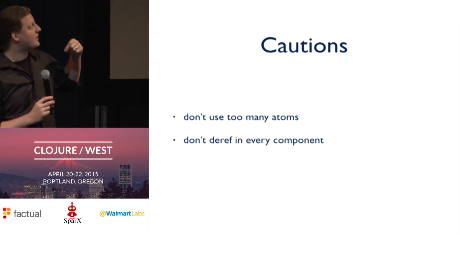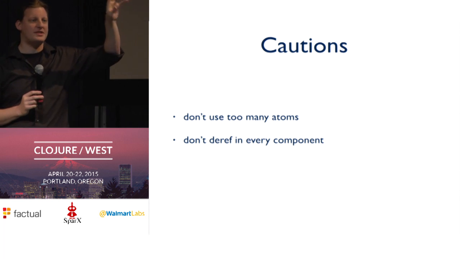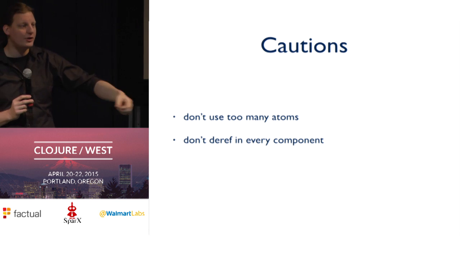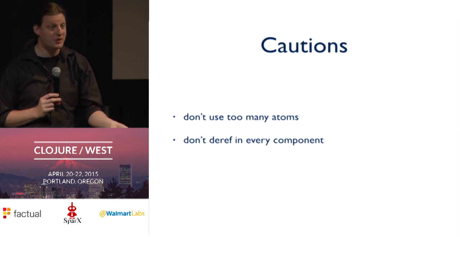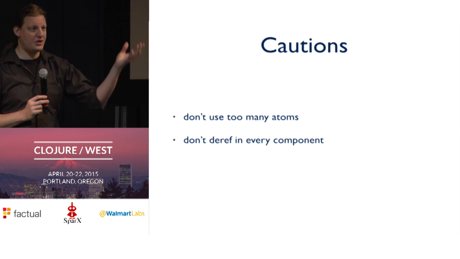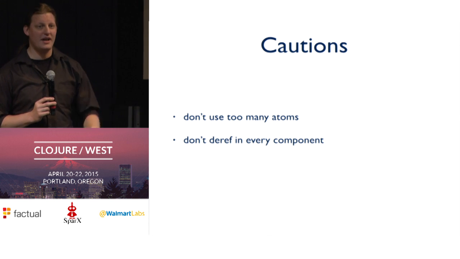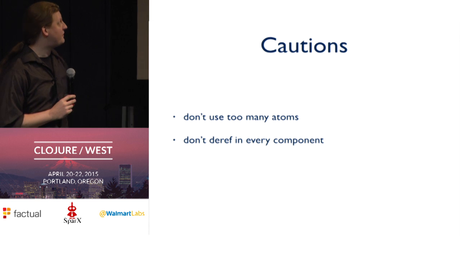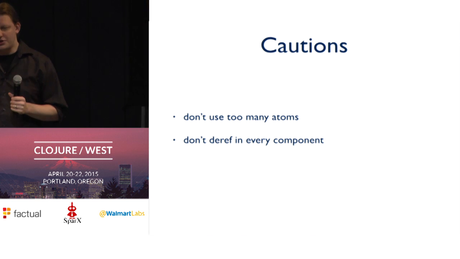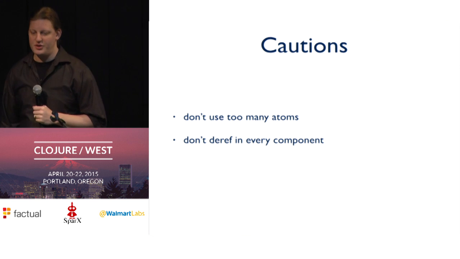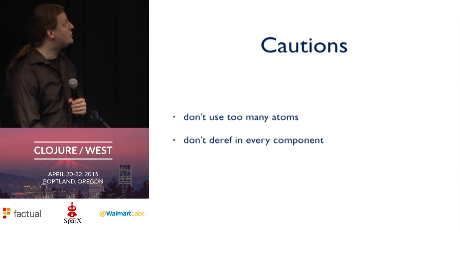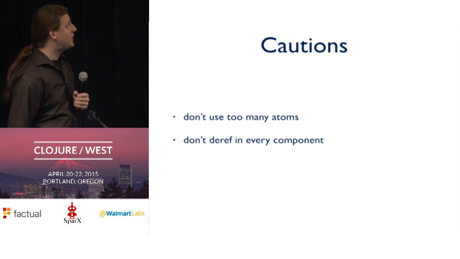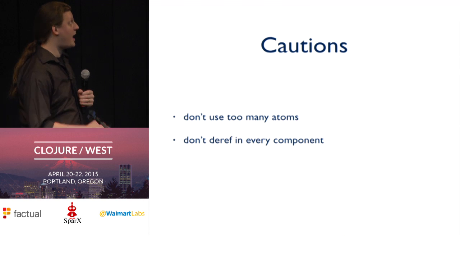Whereas if we are careful and only dereference the atom in the top level component and then pass values to our child components, because Reagent components are not forced to deref an atom. They can also just take values, be passed values to render. Then you're going to get some more efficiency there. So that's just a caution. Don't deref more often than you have to. And that's Reagent. I like it. You should definitely check it out. There's been some good experience reports I've seen of people using that.